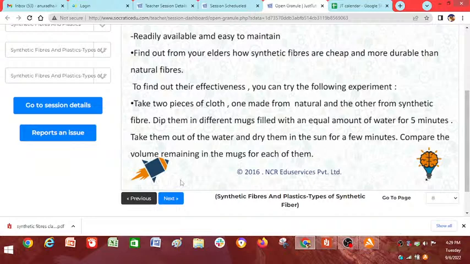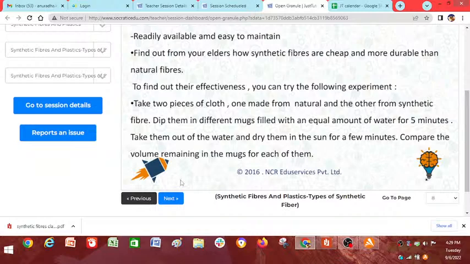So natural in the sense cotton हो गया, नहीं तो silk हो गया. Synthetic in the sense nylon हो गया, rayon हो गया, polyester का कपड़ा हो गया, कुछ भी हो गया. Dip them in different mugs filled with an equal amount of water for 5 minutes. उन्हें आप पानी में रखिए और 5 मिनट के लिए रखिए, and after that take them out of the water and dry them in the sun for a few minutes.